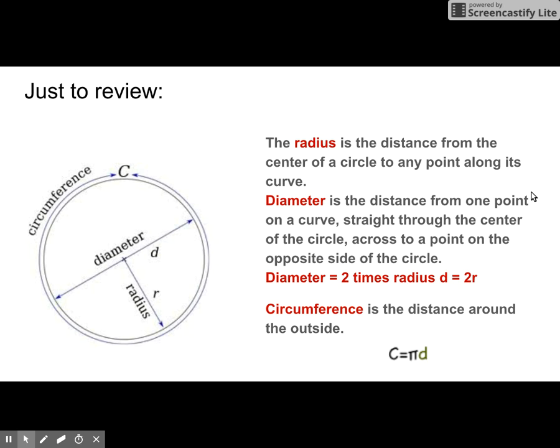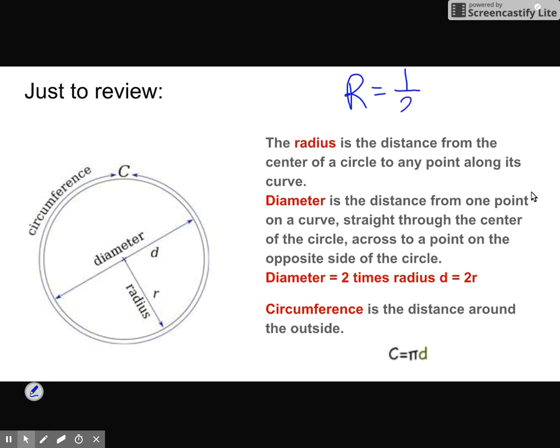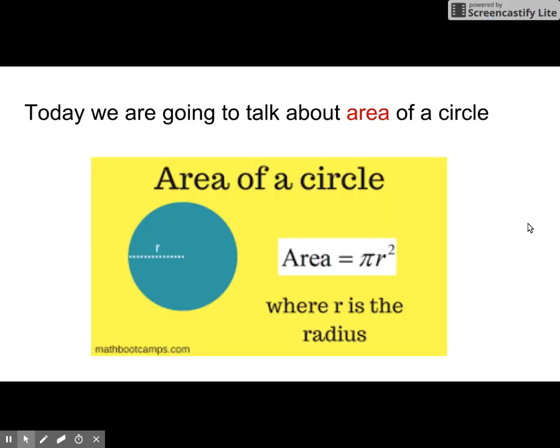Remember the relationship. Diameter is 2 times the radius, or d equals 2r. You can also remember that the radius equals 1/2 of the diameter. And finally, the circumference is the distance around the outside. So C equals pi times diameter. Today we're going to talk about the area.